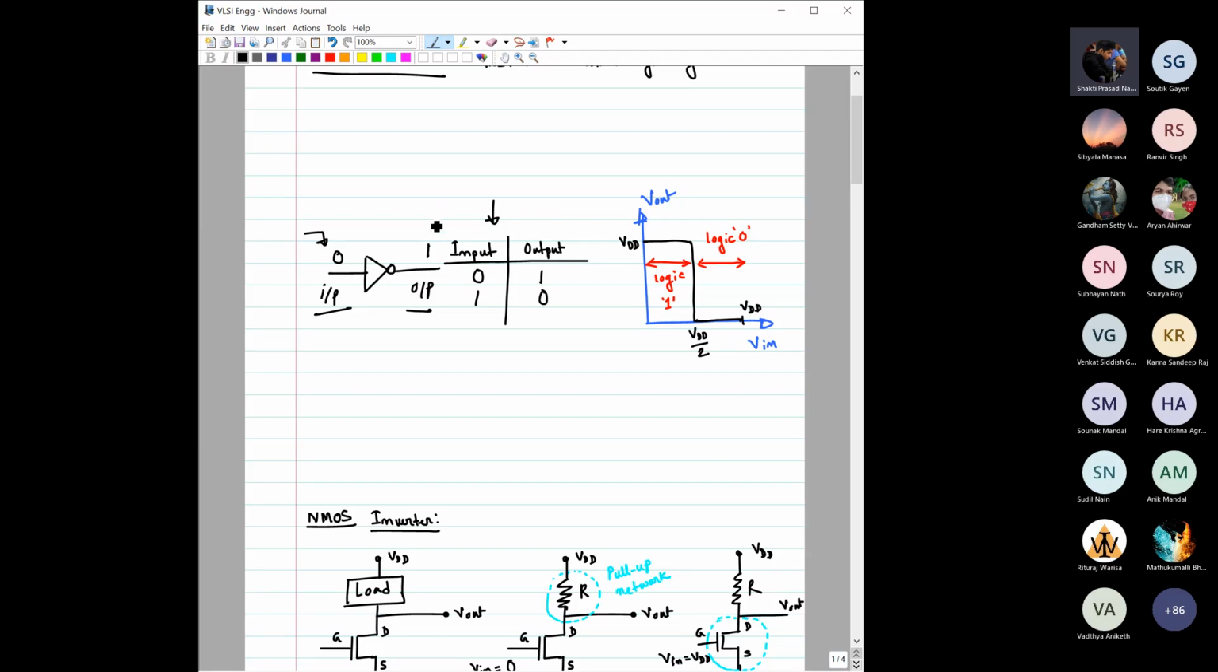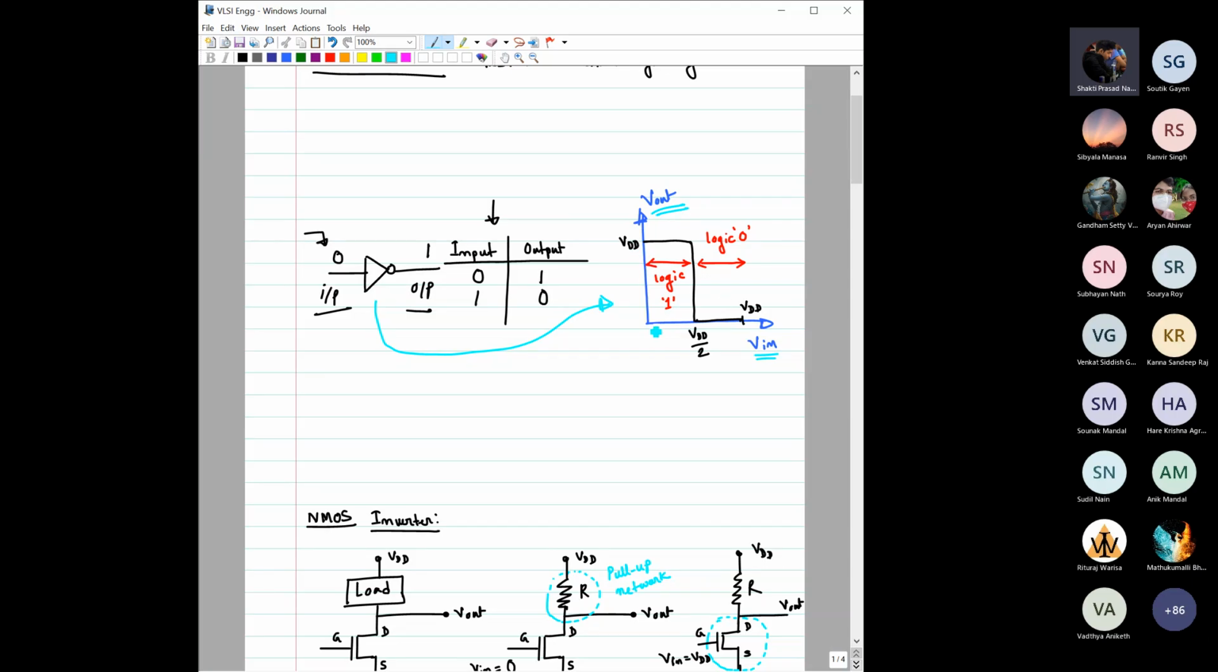Now, one thing you need to remember, which I will come to a bit later on. In terms of the characteristics, how would the V output versus V input characteristics look for this particular gate? It's not even visible. Let me try. For this gate, we want to plot the V output versus V input characteristics.